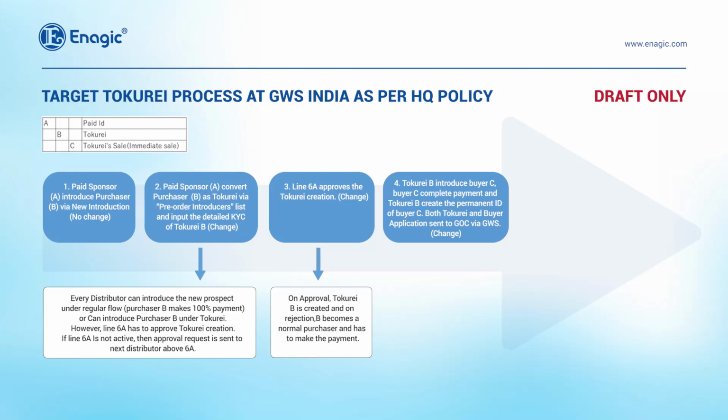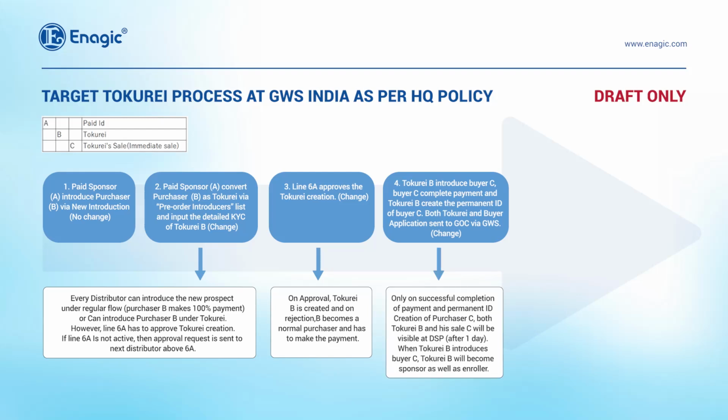Both Tokure and buyer application are sent to GOC via GWS only on successful completion of payment and permanent ID creation of purchaser C. Both Tokure B and his sale C will be visible at DSP after 1 day. When Tokure B introduces buyer C, Tokure B will become sponsor as well as enroller.